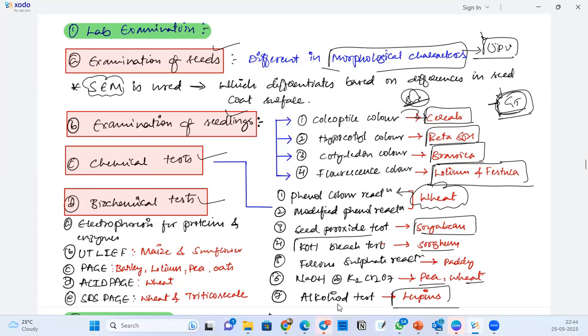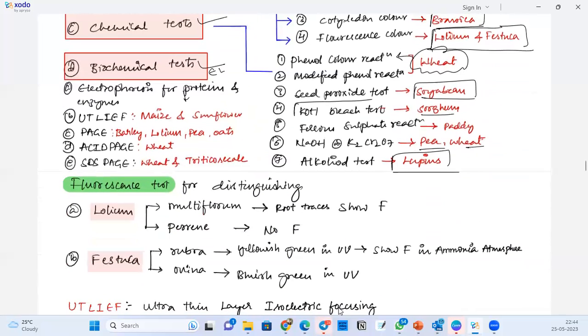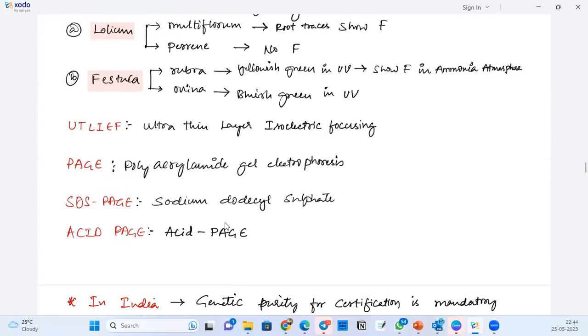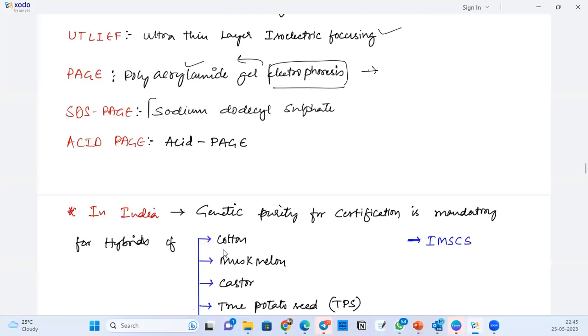Next, there are the biochemical tests, which employ electrophoresis. There are different types: Utleaf phase, acid phase, and SDS phase. Not to worry about the examples here, this is not important, but at least know it. What is Utleaf? Utleaf is the ultra thin layer isoelectric focusing. Since you have an idea about electrophoresis, you will have some idea about polyacrylamide gel electrophoresis. SDS is the use of sodium dodecyl sulfate for electrophoresis. And the next is the use of acid.